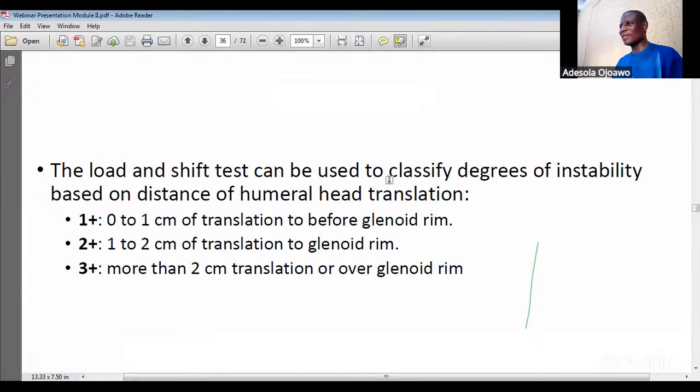Yes, I try to put the grading here. The load and shift test can be used to classify the degree of instability of the shoulder joint. Plus 1 is 0 to 1 centimeter, 2 plus is 1 to 2 centimeter translation. It may be difficult for you to measure this exactly, but your discretion when you are doing it will indicate. Then 3 plus is more than 2 centimeter translation over the glenoid rim.